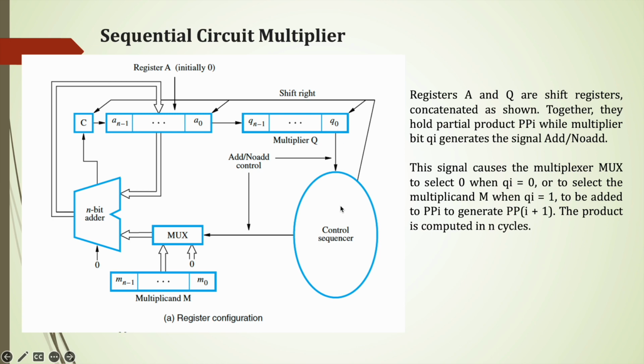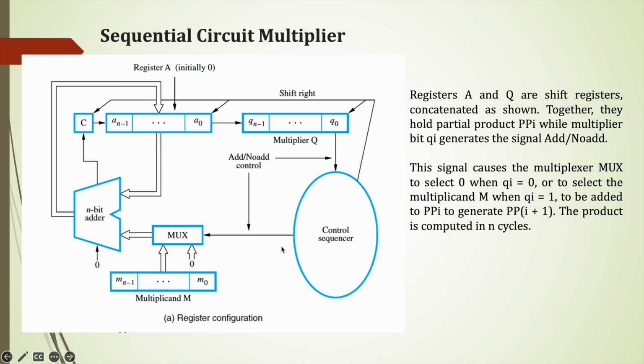So if Q0 is 1, what do I have to do? I have to add the multiplicand. We choose whether to add the multiplicand to the adder or not through the Q0 bit. This Q0 bit is given as a control to this multiplexer. If it is 0, then it will add 0 to the n-bit adder. If Q0 is 1, then it will add the multiplicand to the already present partial product which is in A.